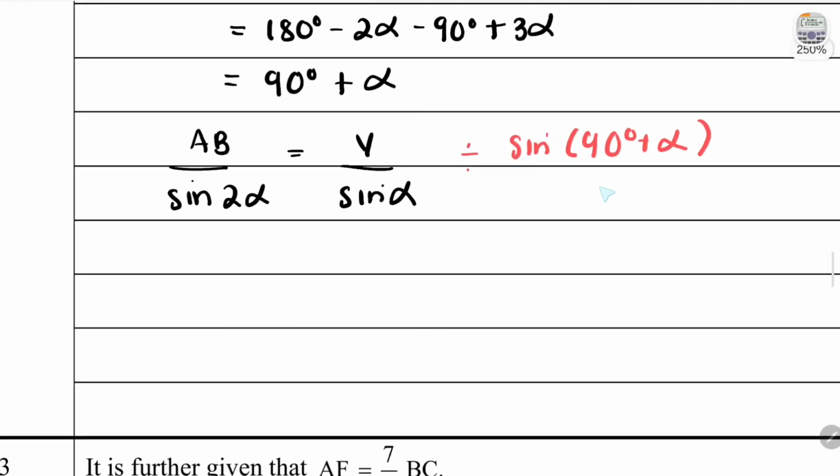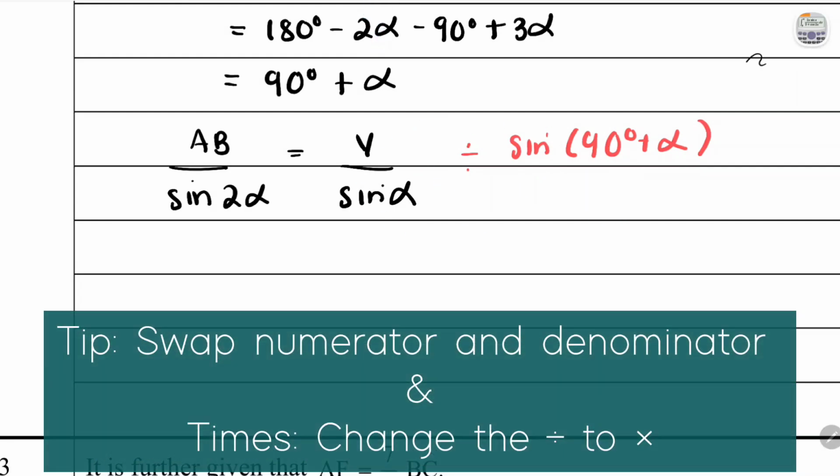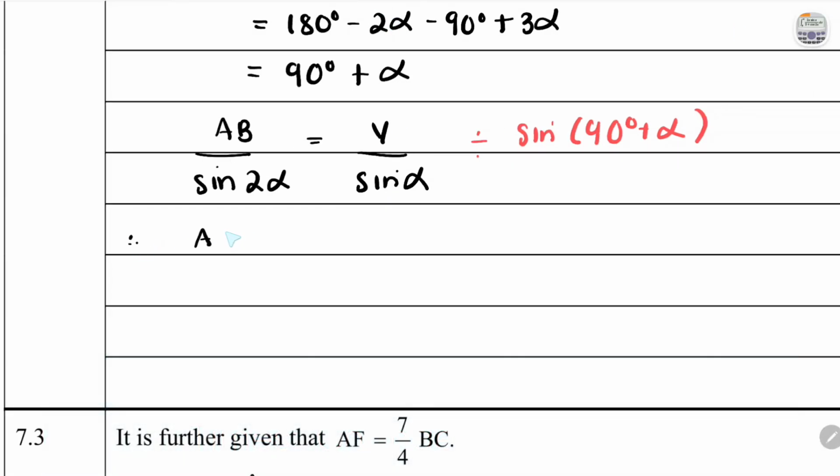Okay, now with that, you see that it has a denominator of 1. So we can just use times over there. So we'll just have AB over sine 2 alpha is equal to y over sine alpha, and that multiplies by 1 over all of that.